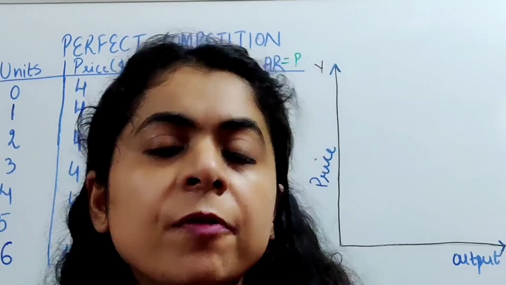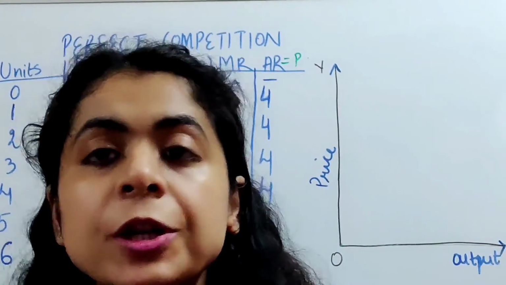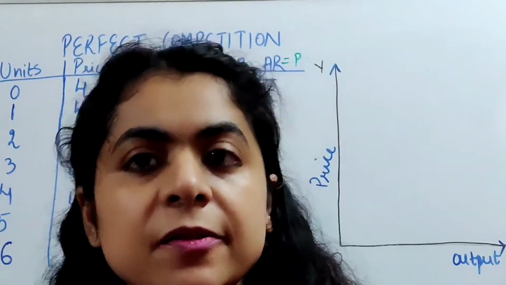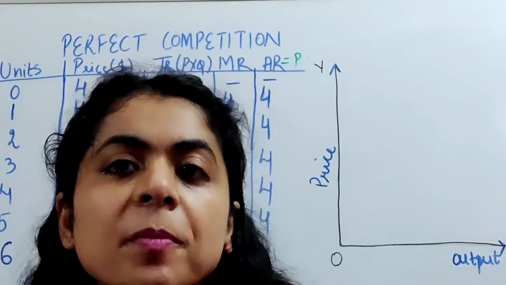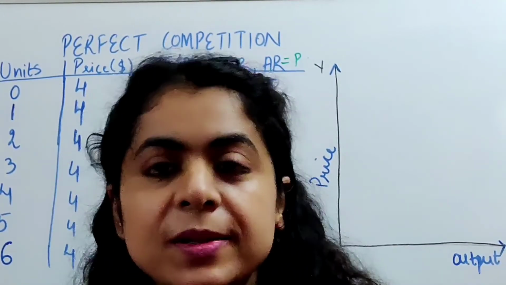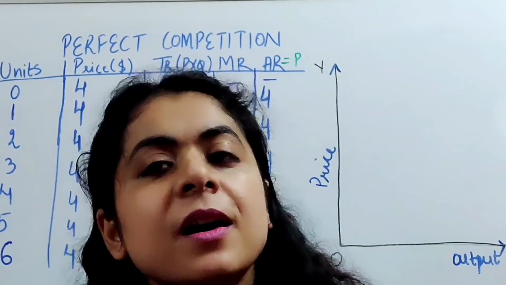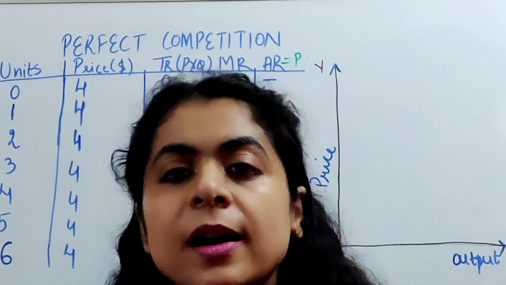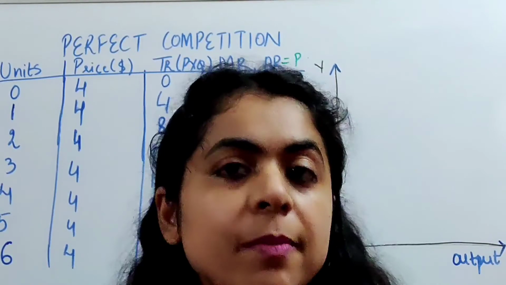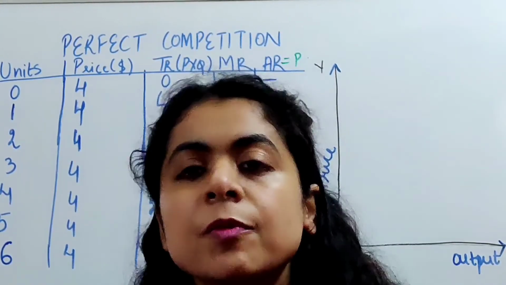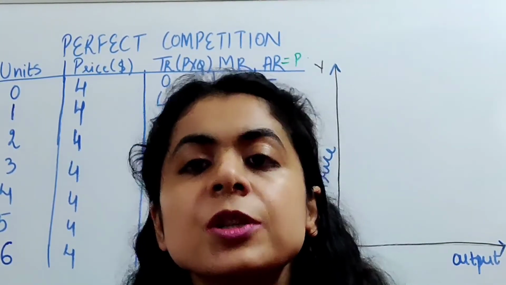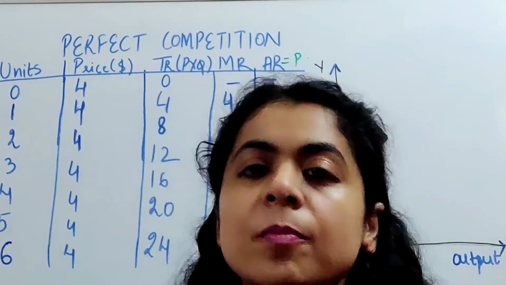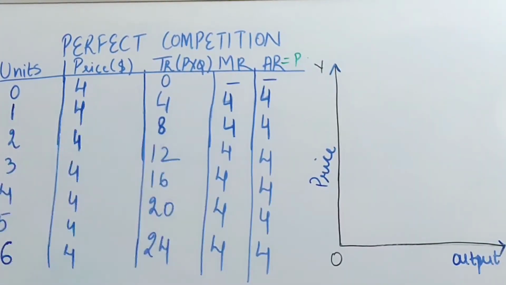Now, what will be the shape of average revenue, marginal revenue, and total revenue curve in perfectly competitive market? In case of perfect competition, the firms are price takers, they are not price makers, and the price of a product is decided by the market forces of demand and supply. Since there are large number of buyers and sellers and homogeneous products are sold in a perfectly competitive market, price of the product will remain same irrespective of the number of units of output sold by the firm.